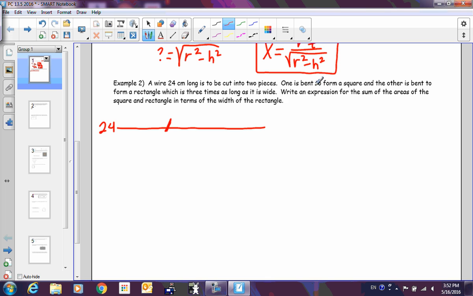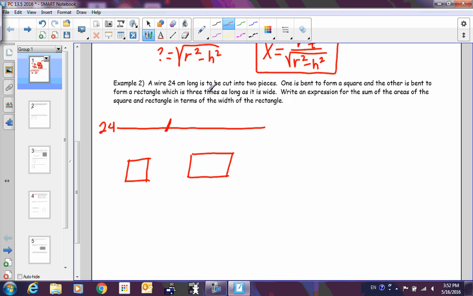One piece of the wire forms a square. So I'm going to say that this piece of the wire forms a square. The other is bent to form a rectangle. Again, I don't know if this is exactly what it looks like. I'm just drawing the picture to help me as we go.